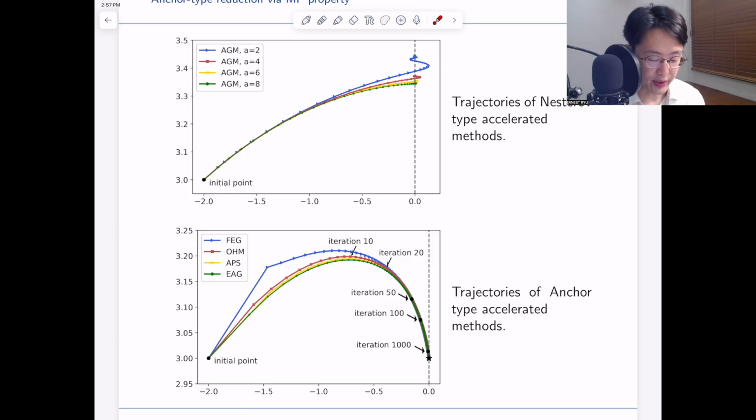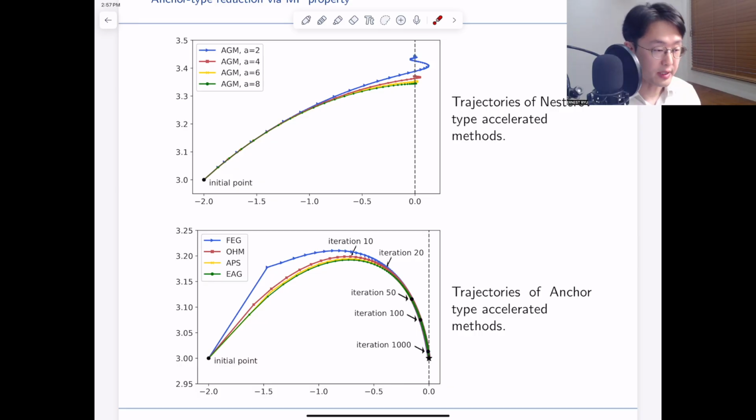But let's contrast that with the anchor type accelerated methods. We're running these methods on the same convex minimization problem, but here are four algorithms. FEG, APS, EAG, those are minimax algorithms. OHM is a fixed point problem algorithm. In any case, you start at the same point, and initially, because these are different algorithms, the iterates diverge. But very soon, within a few iterations, the trajectories merge and they become essentially indistinguishable from each other. And they merge at a rate that's much faster than the rate of convergence. They merge much earlier than they converge to the same point.